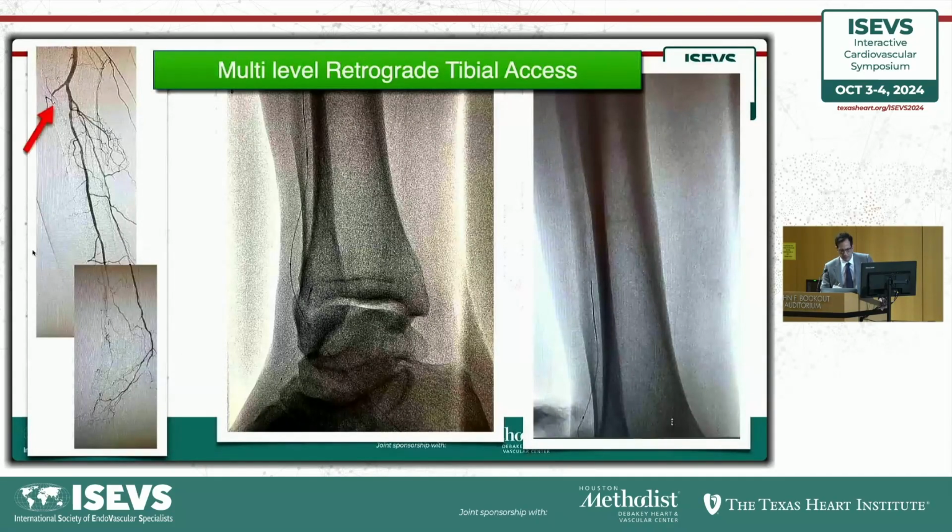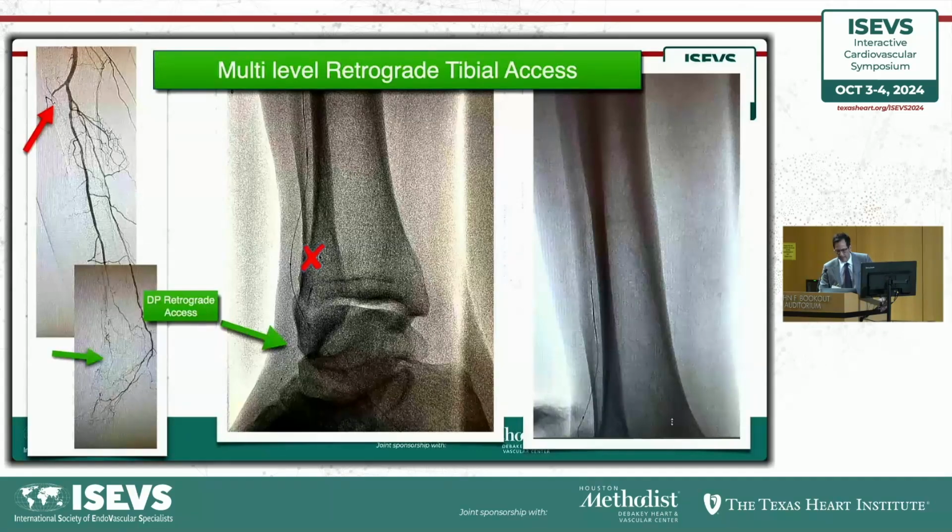This is an example of multi-level retrograde tibial access. Again, it's a patient with an anterior tibial occlusion. All these patients had ulcers. The AT was occluded proximally all the way down to the dorsalis pedis. I try to gain access as low as possible, trying to get the occluded dorsalis pedis. So this is my access at the dorsalis pedis with the microcatheter.